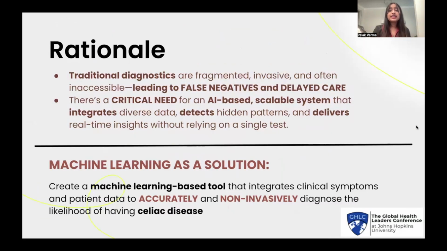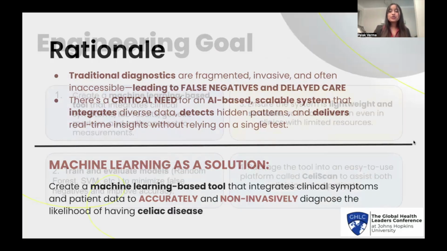Therefore, there needs to be a better way to diagnose, a system that can integrate different inputs, mimic clinical reasoning, and deliver fast, accurate, and non-invasive diagnosis. That was the purpose of our multimodal framework. We wanted to incorporate machine learning to combine symptom data, lab results, genetic results, and body metrics to create a more efficient model. This allows detection of subtle patterns that traditional methods might also miss, and that resulted in CeliScan, which is our diagnostic platform.